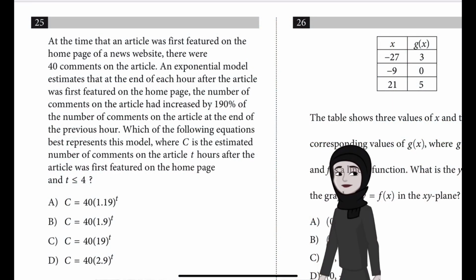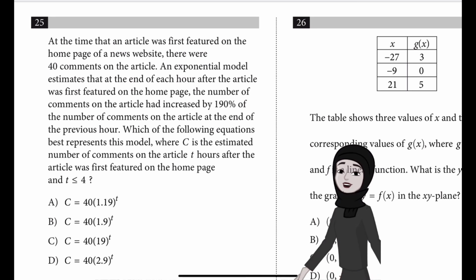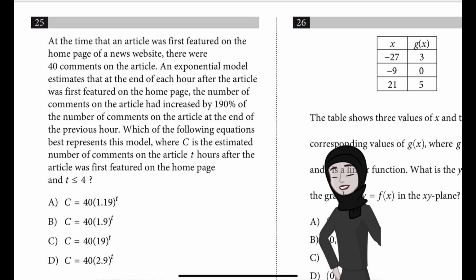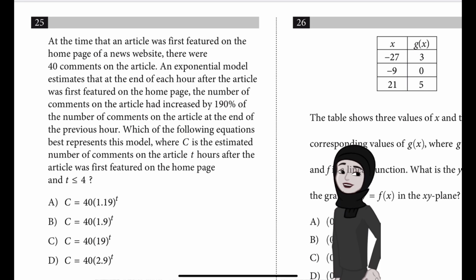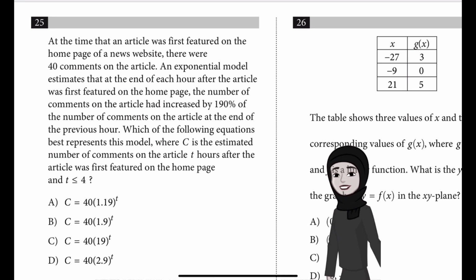Question number 25. At the time that an article was first featured on the home page of a news website, there were 40 comments on the article. An exponential model estimates that at the end of each hour after the article was first featured on the home page, the number of comments on the article had increased by 190% of the number of comments on the article at the end of the previous hour.